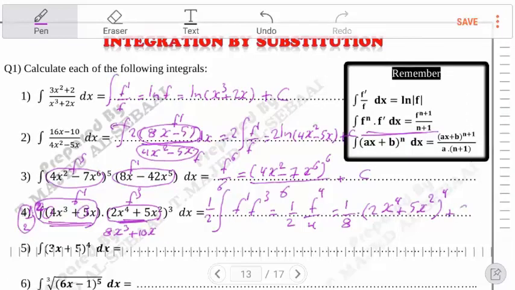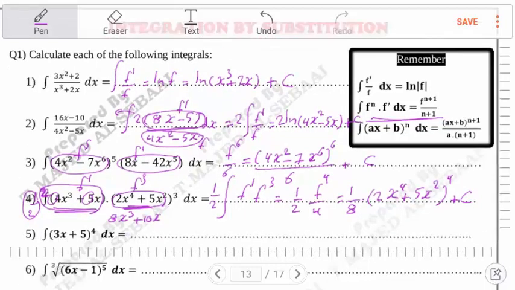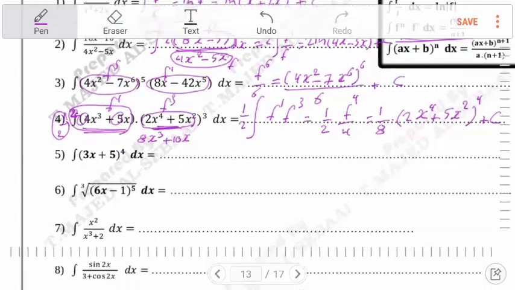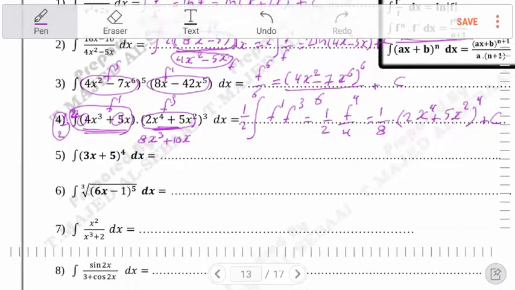Plus c. See, this is just revision. It is just revision, the things that we studied before. Question 5 and 6 also, we did them at the beginning of the new lessons. After Eid, we started this.